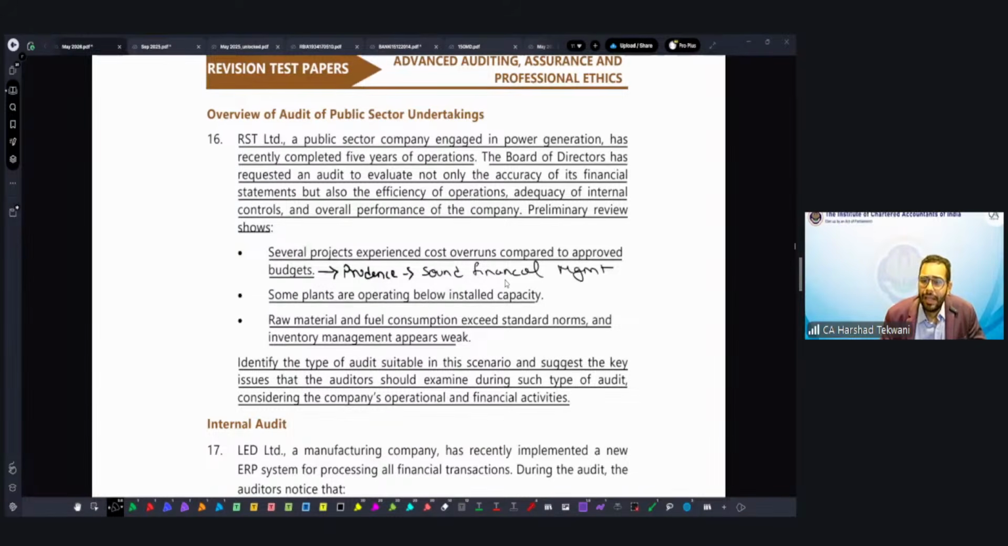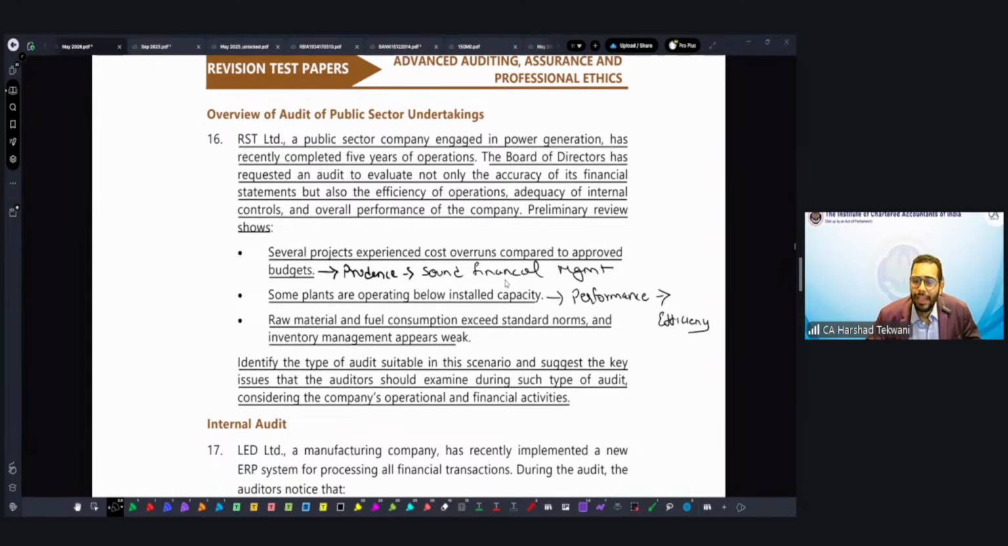Some plants are operating below installed capacity. It's the operational side, so something related to the performance. And if I talk about the specific aspect of the performance, when they say operating below installed capacity, that means I should get the maximum out of my resource. Not the cost minimization, maximum benefit of the cost. That is the efficiency.